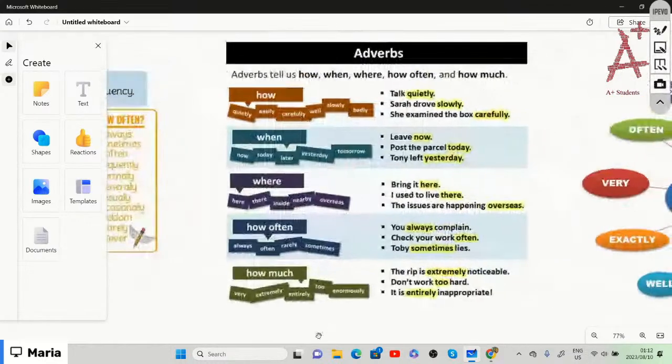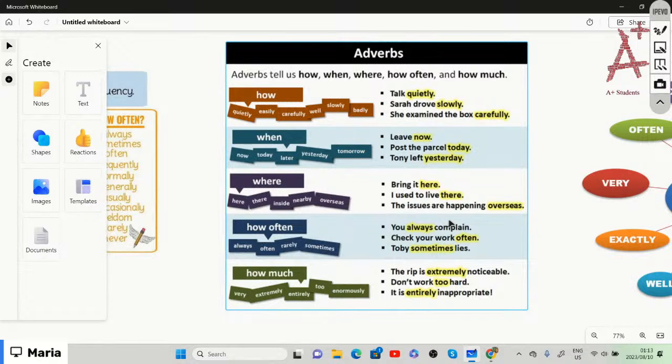All right. So here again, we have a few examples of adverbs that tell us how, when, where, how often, and how much, right? So how. Adverbs, once again, that tell us how, right? So, for example, we have quietly, easily, carefully, well, slowly, badly, right? So, that is just but a few examples again, like we made mention of.